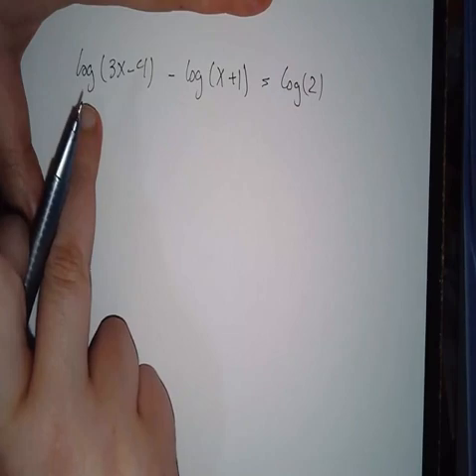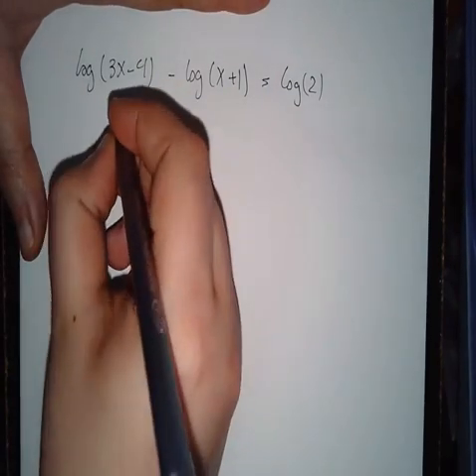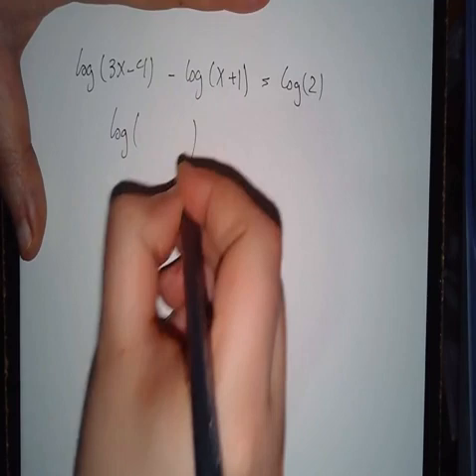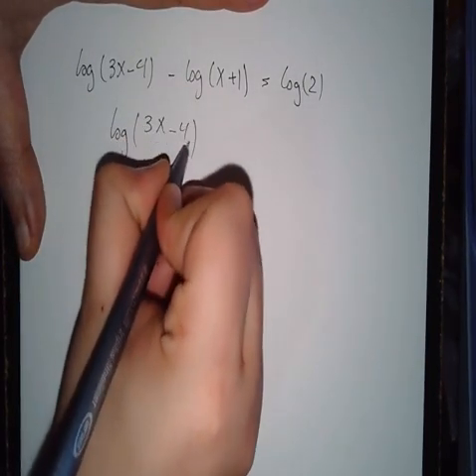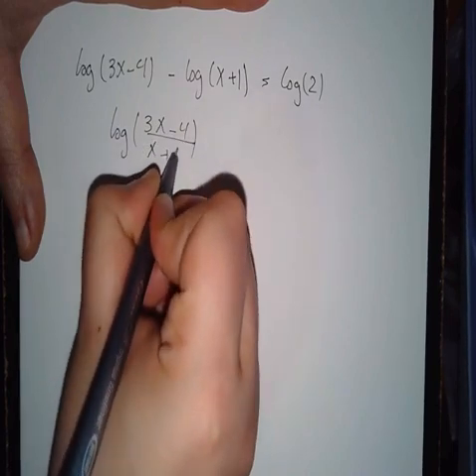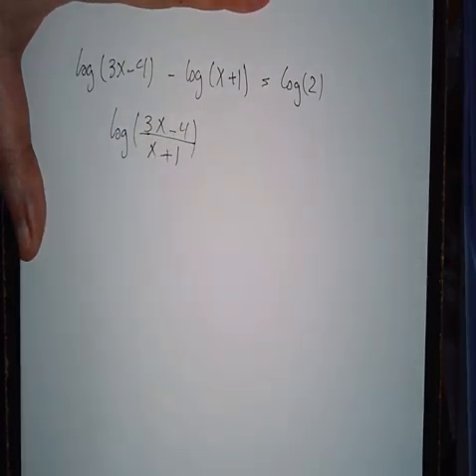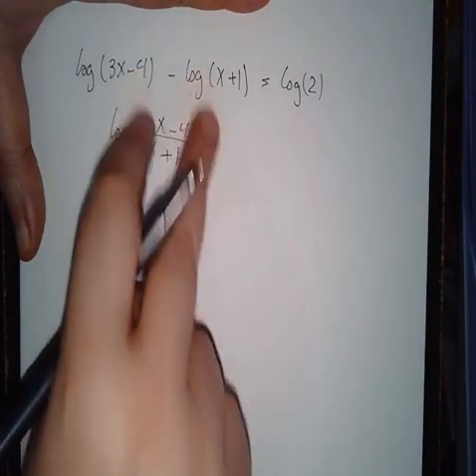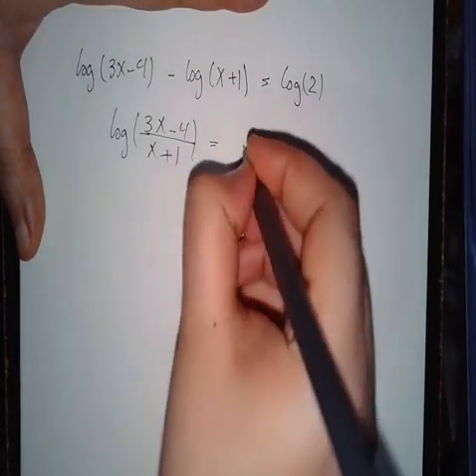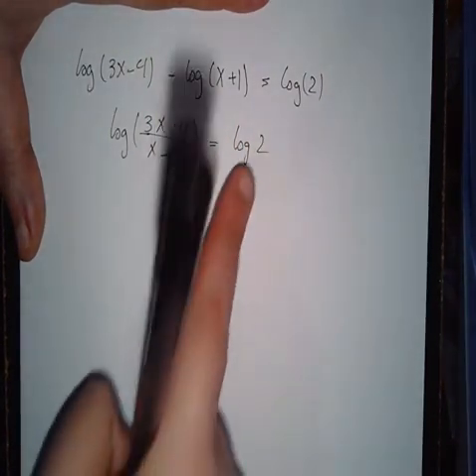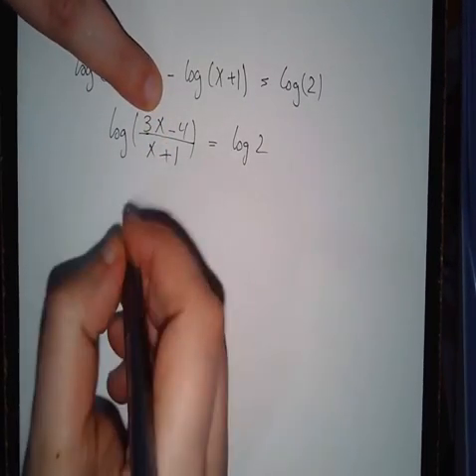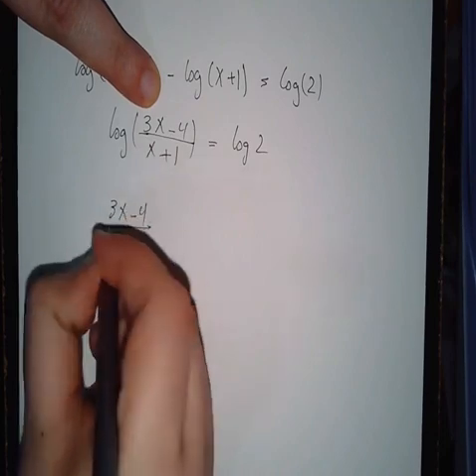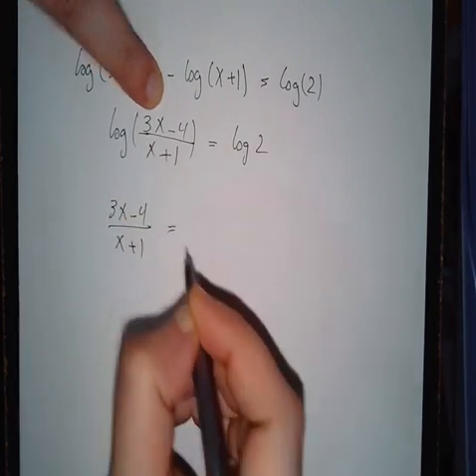So again, this is a review from the previous section. Now, I have 2 logs subtracting from each other, so I'm going to write these as 1 log. Like that. Okay, so first one goes on top. Second one goes on the bottom. This is the quotient property. So now I rewrote these 2 as 1 log. It equals log of 2. Base 10, base 10. They're both base 10. So that means now I can take the inside of the logs and solve. So the inside of this one is 3x minus 4 over x plus 1. And the inside of that one is just a 2.